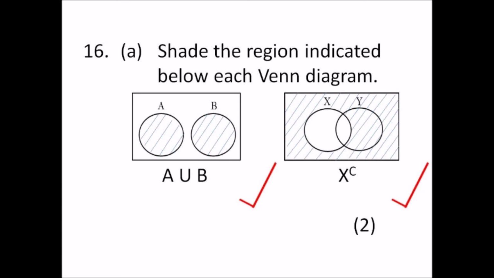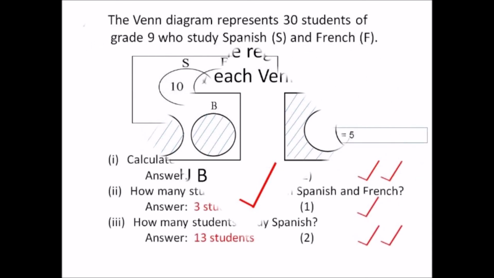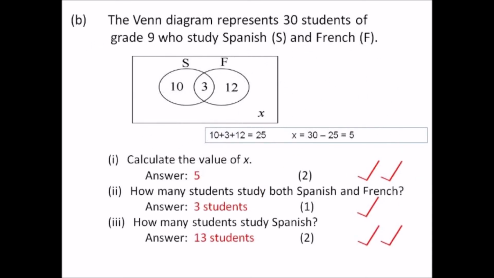And then for XC, or they used to have X1. XC means the complement of X, what's not in X. And that's everything on the outside of that X circle. I mean everything. So you got to shade Y, the Y on that side, and then shade everything on the outside as well.